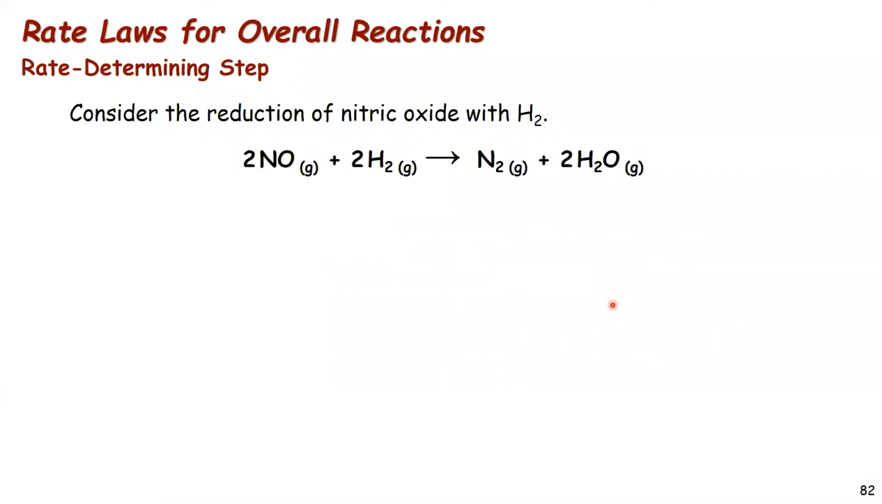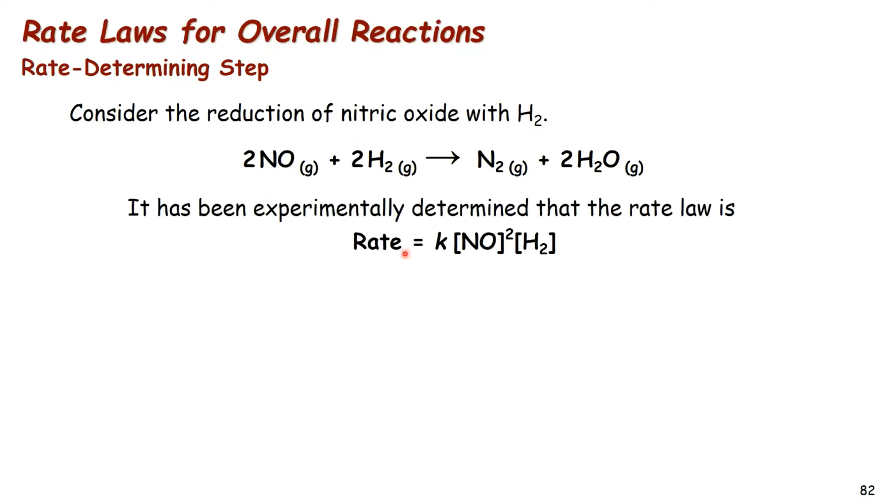So we gave the example where we had 2 nitric oxide reacting with hydrogen to produce gaseous nitrogen and gaseous water. And the proposed rate law, which was experimentally determined, is rate equals k times the concentration of nitric oxide squared times the concentration of hydrogen to the first. So we could see that there's no way this would be an elementary step. Otherwise, the hydrogen would have been raised to the second power.